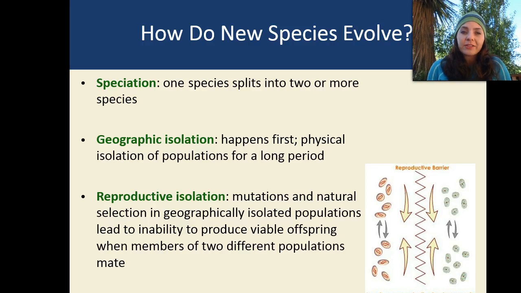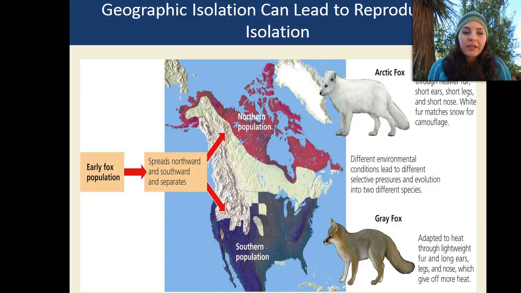So in geographic isolation, just like it sounds, geography, it's going to happen because of a physical barrier. So a physical isolation of the population will occur for a long period of time. Reproductive isolation can occur due to mutations and natural selection in geographically isolated populations that leads to an inability to produce viable offspring when members of those two populations try to mate again. So over here is our example of reproductive isolation caused by geographic isolation.